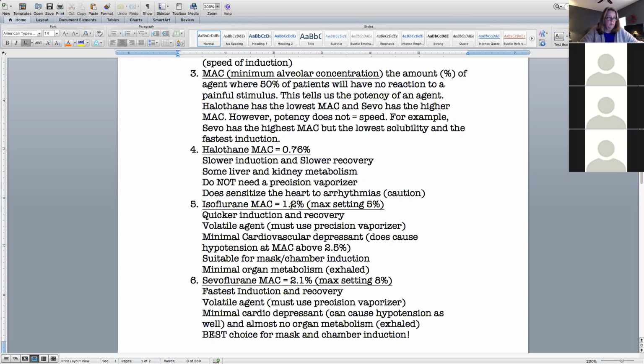So you have to realize when we give other agents, part of the justification for pre-meds and induction is its MAC sparing effects, meaning you should be able to use less drug, less anesthetic gas in your patient. So that's kind of the real world example of MAC.